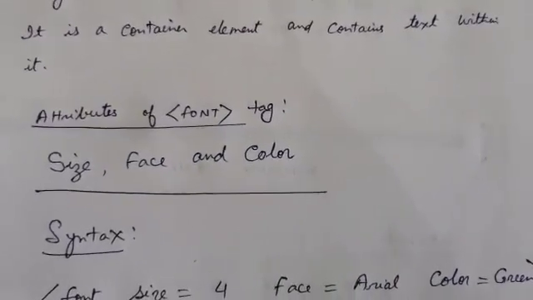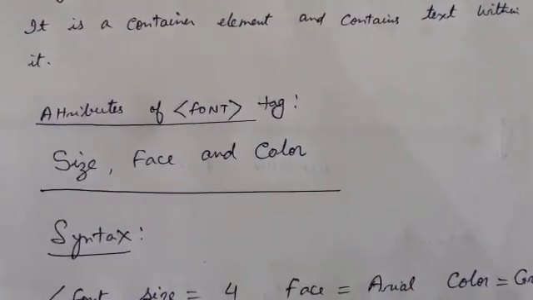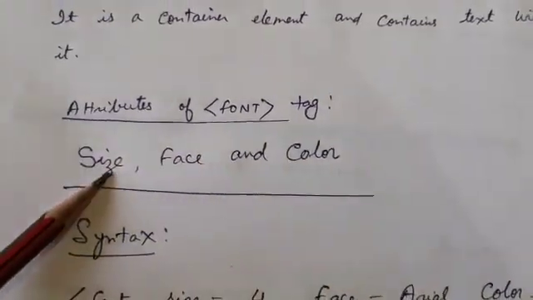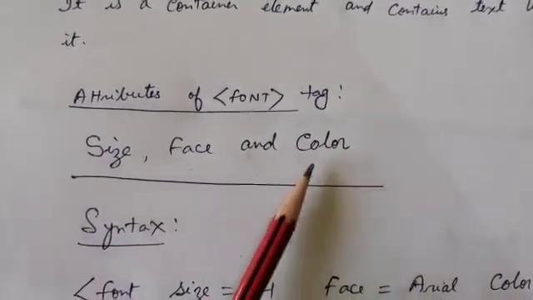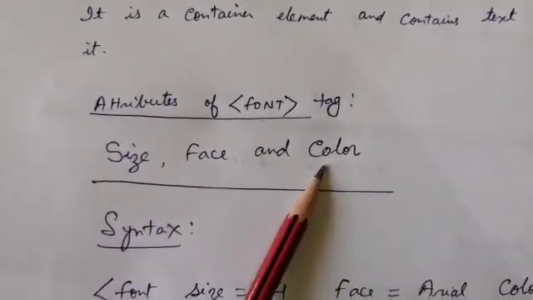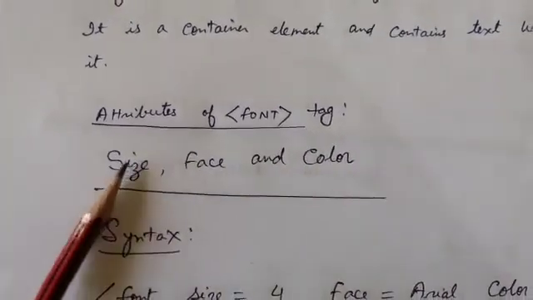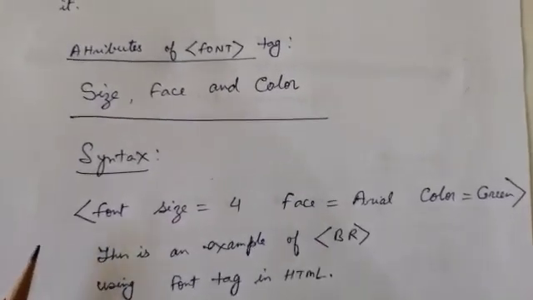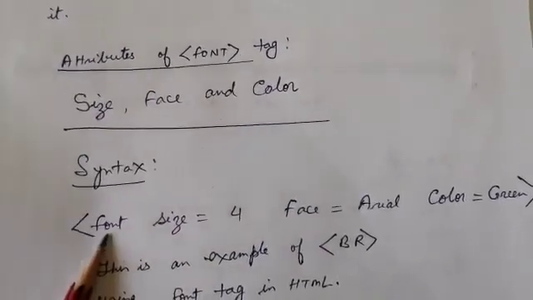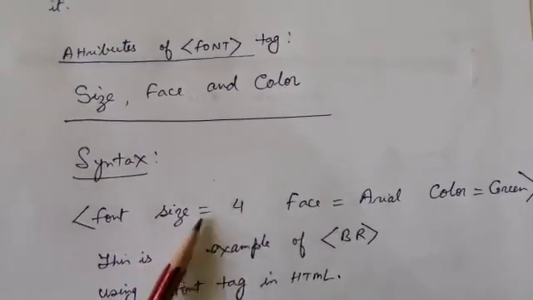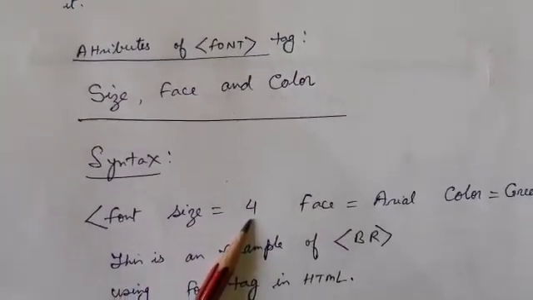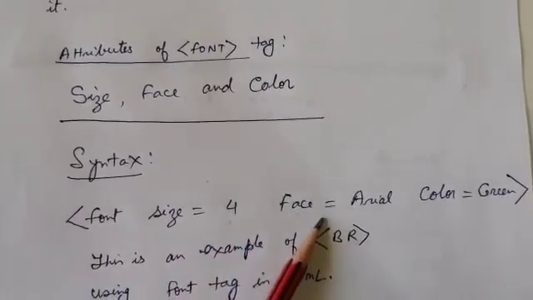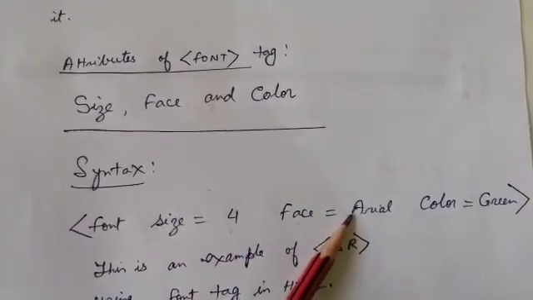Now, what are the different attributes of the font tag which we use with the font tag? First one is size, then face, then color. How do you write this? The syntax will be like: font, 1 space, size is equal to 4, right? Then again 1 space, face is equal to the name of the font.